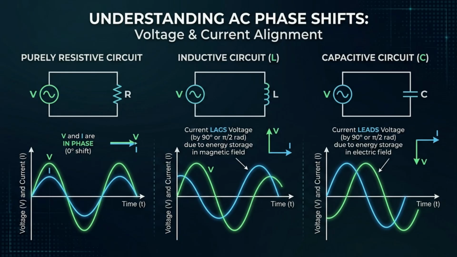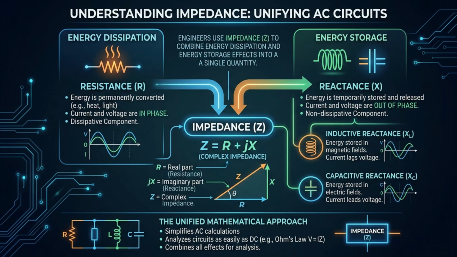In a purely resistive circuit, voltage and current rise and fall together. However, when capacitors and inductors are introduced, energy storage effects cause voltage and current to become misaligned in time. This creates phase shifts that cannot be explained using resistance by itself. To solve this problem, engineers use impedance.